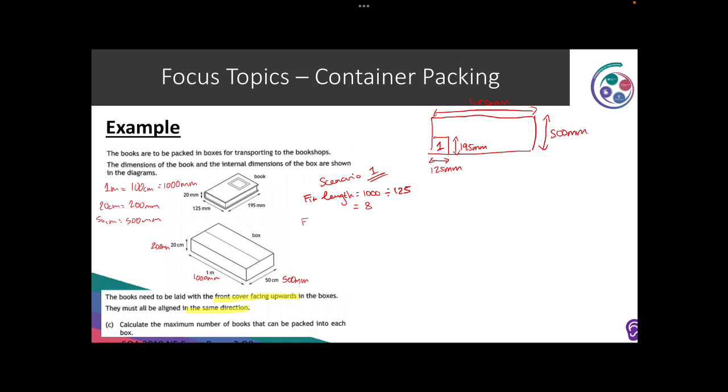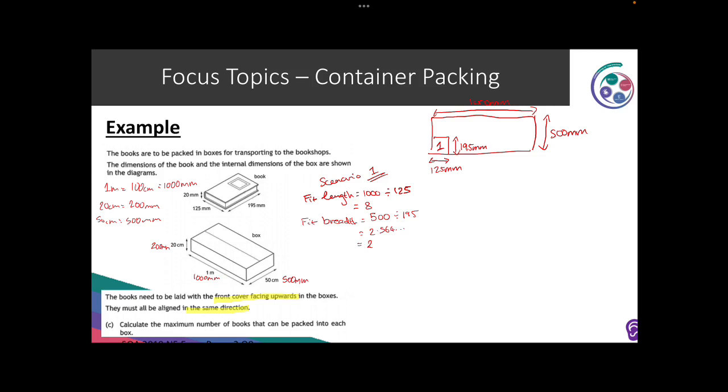Then I want to think about how many rows of those books I'm going to have. What could I fit breadthwise of the box? So how many of those books will fit along that 500 millimetres? All I'm going to do for that is 500 divided by the breadth of the book, which is 195 millimetres, which is 2.564 and so on. So that's just going to be 2 books. We won't get 0.56 of a book.